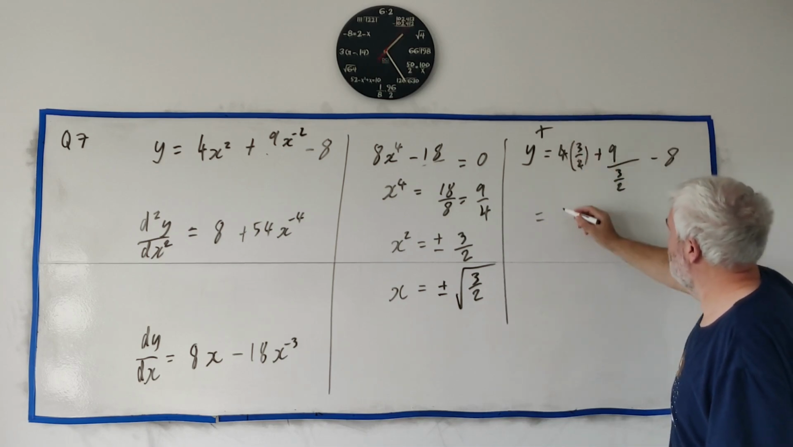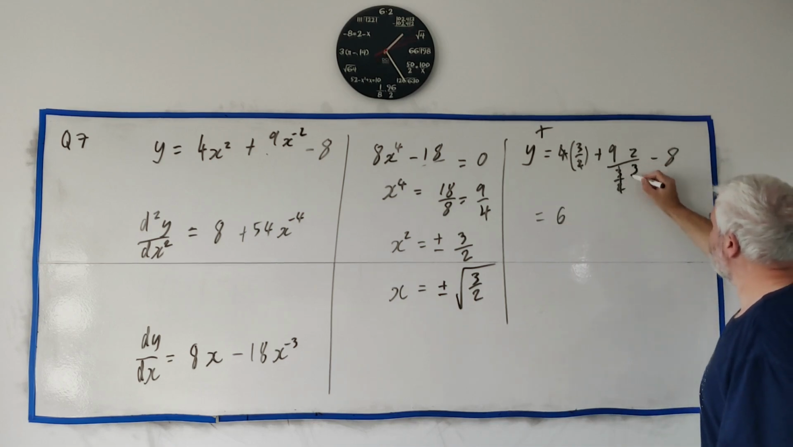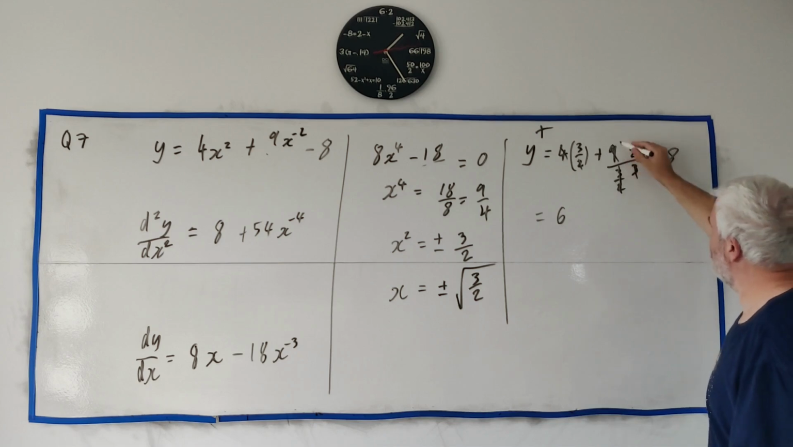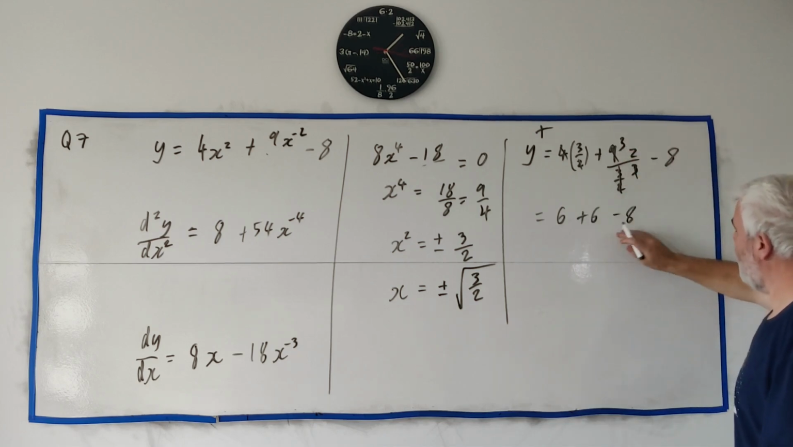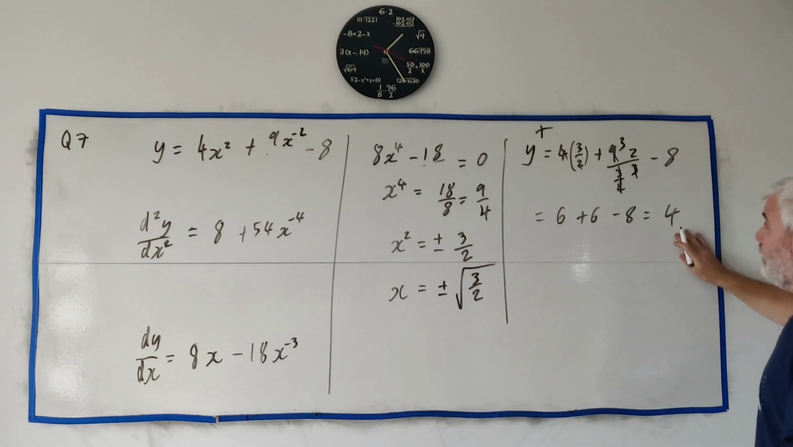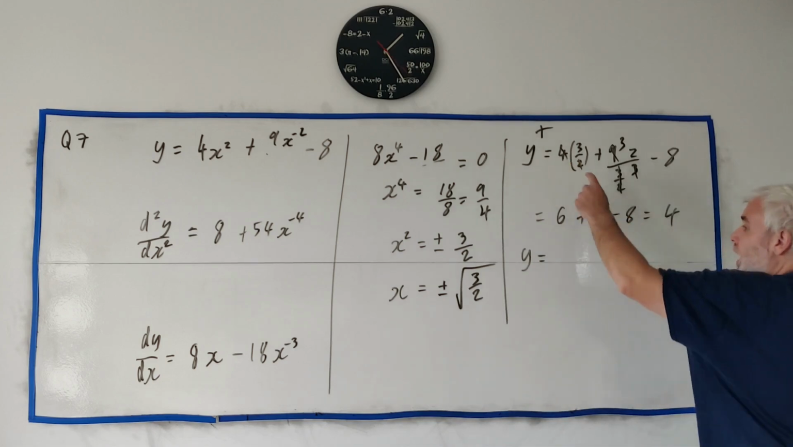Say 4 divided by 2, this becomes 6. Turn this upside down and multiply it. 3 goes in 3 times, that's a 6. And that's minus 8. That's 12 minus 8, that's 4. If you want to do it again as a minus, you will still get 4.